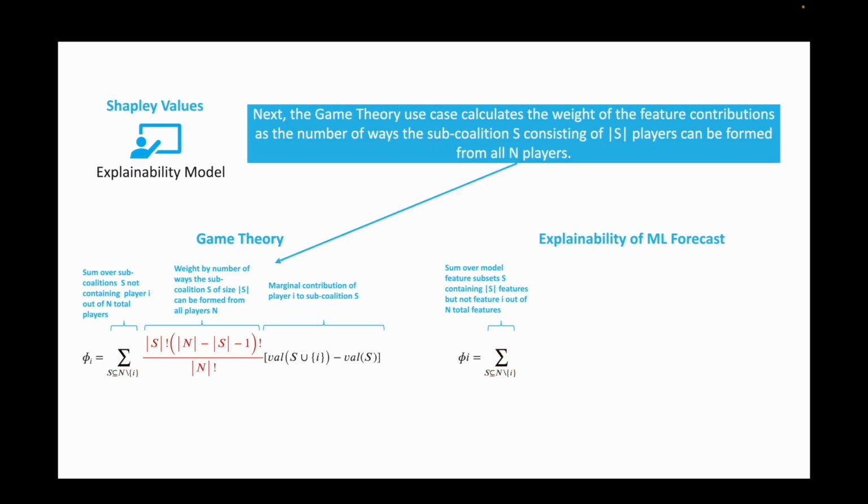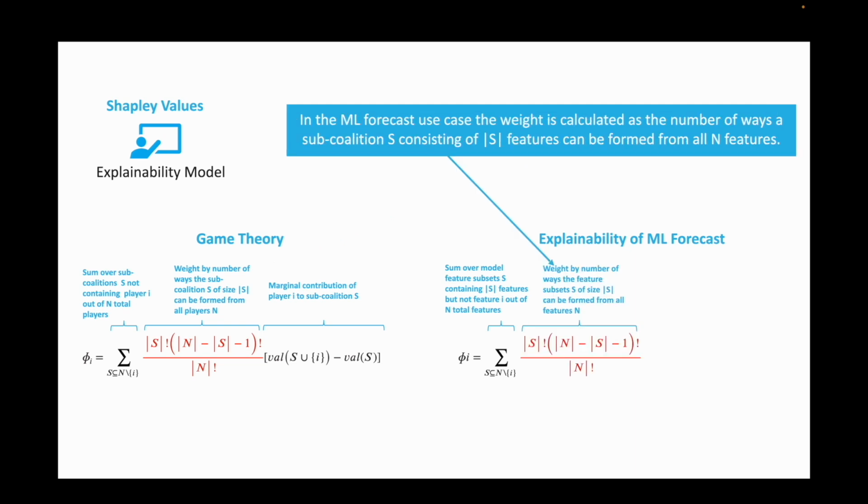Next, the game theory use case calculates the weight of the feature's contributions as the number of ways the subcoalition S consisting of a number S players can be formed from all N players. In the machine learning forecast use case, the weight is calculated as the number of ways a subcoalition S consisting of a number of S features can be formed from all N features.